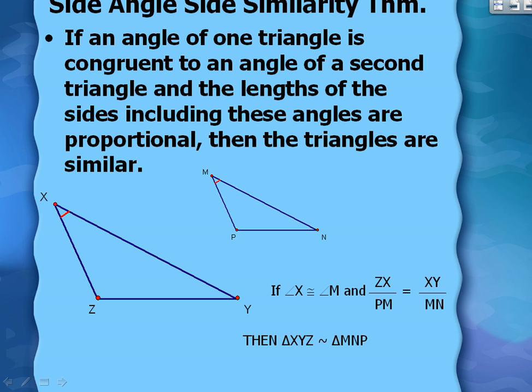Wait, so just by the angle? So, right, by the two sides being proportional and the included angle being congruent, then you know that the triangles are similar. Okay. If you're given enough information, if you're told that. Okay. So now let's practice these a little bit.